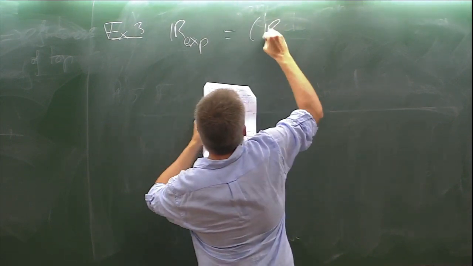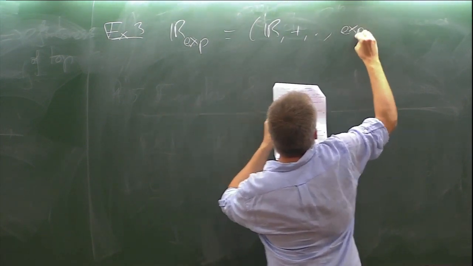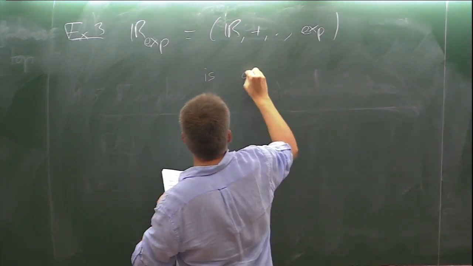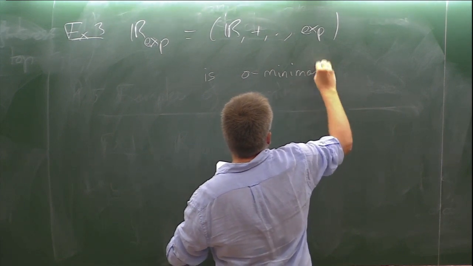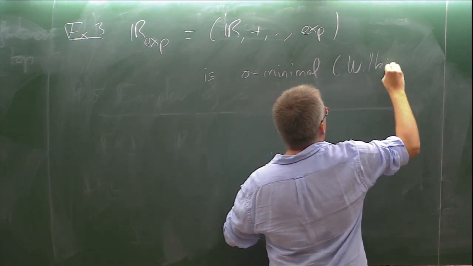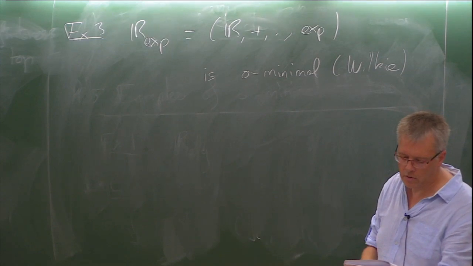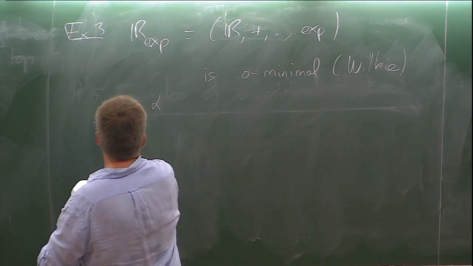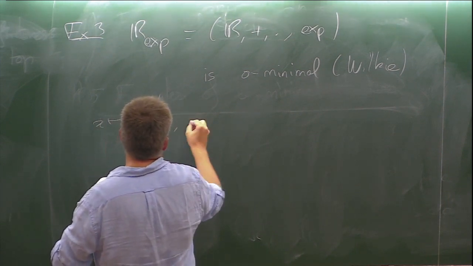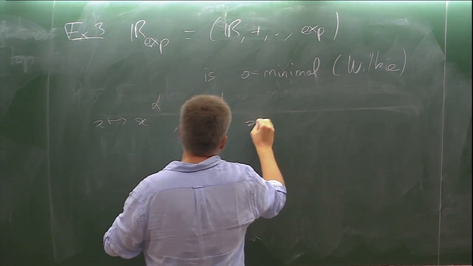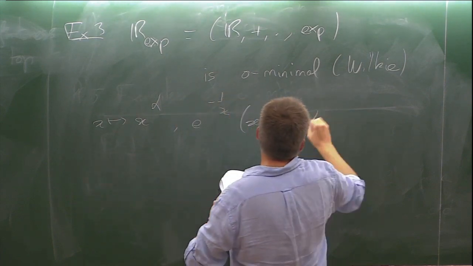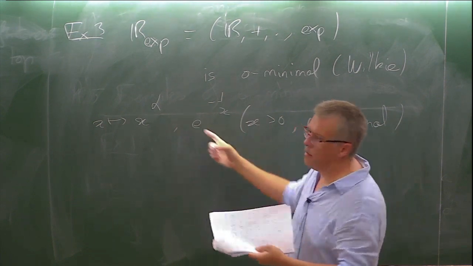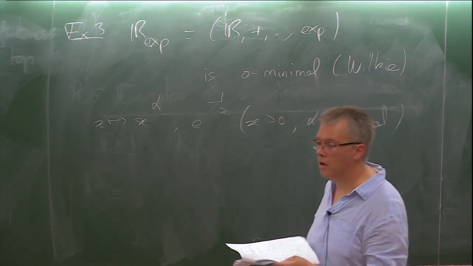So this structure will be the one generated by the graph of the exponential function. And this is really a breakthrough. This is o-minimal, and this is due to Wilkie. To prove this, there was some serious model theory at that time. So, for example, functions of this form, x goes to x to the alpha, or exponential of minus 1 over x, for x positive and alpha irrational, these are examples of definable functions here.